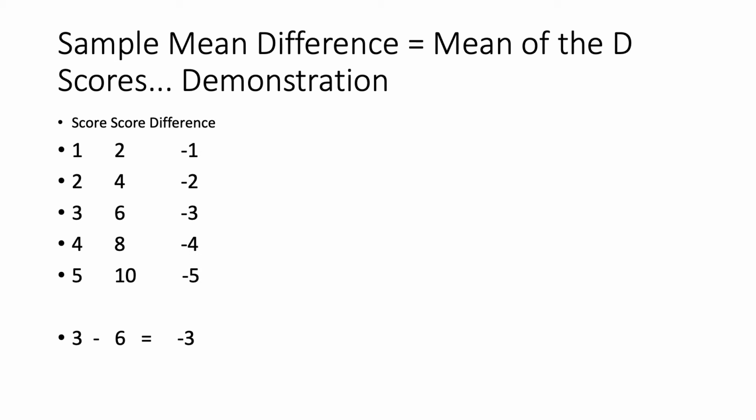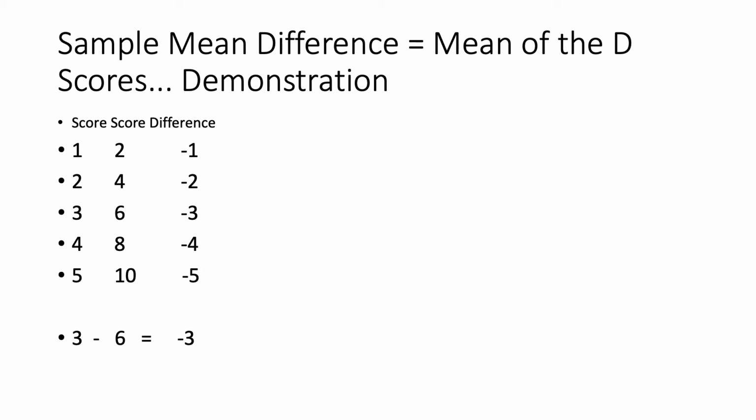And the mean of those scores, chosen to be just as easy in terms of calculating the mean, is 6. So our mean difference is 3 minus 6, which is negative 3. Now, if I calculate the difference scores, you're going to see that the mean of the difference scores also equals negative 3. So 1 minus 2 is negative 1, 2 minus 4 is negative 2, 3 minus 6 is negative 3, 4 minus 8 is negative 4, and 5 minus 10 is negative 5.